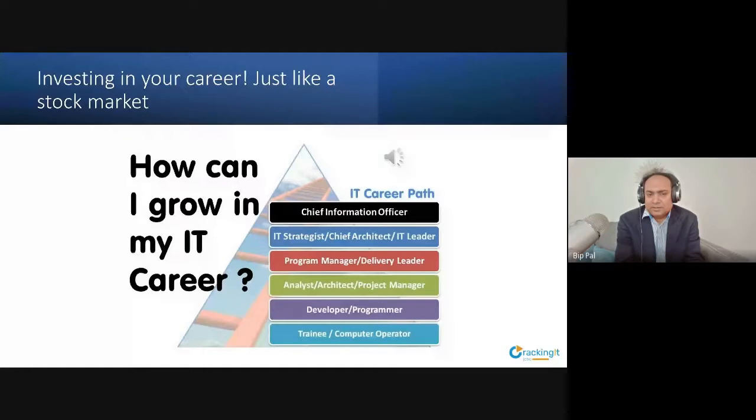Now you have to understand that this is a pyramid structure, which means that if any industry needs 1 million programmers, they certainly don't need 1 million chief information officers. The same industry might have only a couple of hundred of them. So only one in 10,000 of you will be able to grow into a career of chief information officer. The rest of you will probably be somewhere along the line of the career.